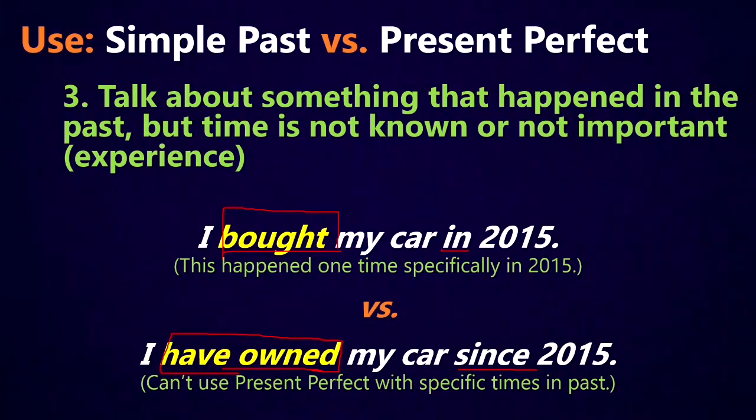So you'll often see the present perfect used with either the word since or the word for. So I have owned my car since 2015. This is 2021, so that's 6 years, right? So I can say I have owned my car for 6 years. So I can use the present perfect when I'm giving a length of time. So I can say for 6 years or since 2015, but if I say in 2015, then I'm going to use the past simple.